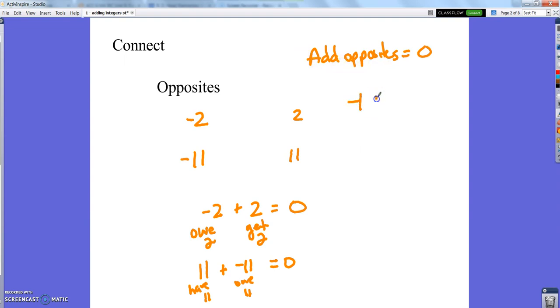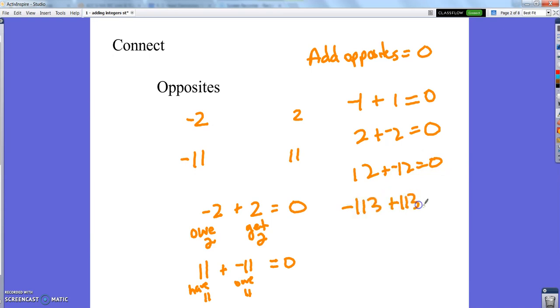That's going to be important in the lesson today, so I just want you to think that through. Negative 1 plus 1 is 0. 2 and negative 2, 0. 12 and negative 12, 0. Negative 113 plus 113 is 0. It's just like owing the same amount of money that you have basically means you're starting from 0. So that's going to be important in our topic today.